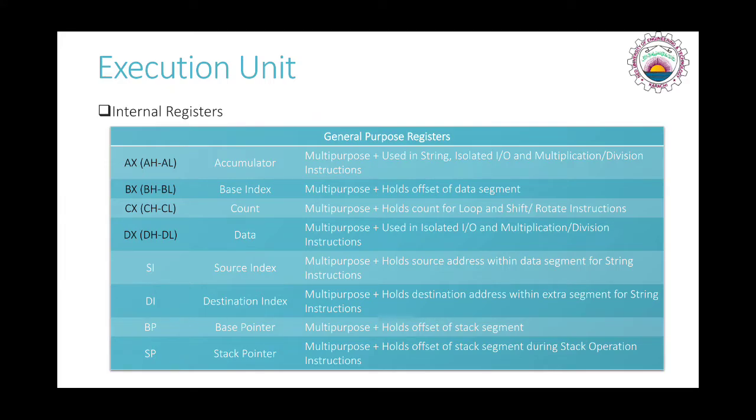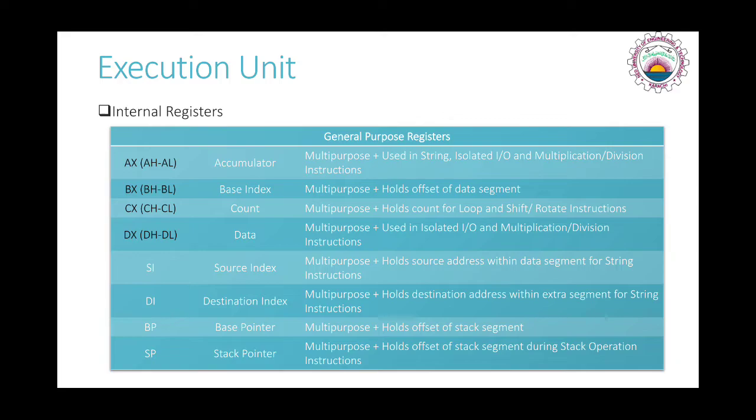So we start with AX register. AX is called accumulator register, and it is a multi-purpose register, and the dedicated operation assigned to this register is within string instructions, isolated IO instructions, and multiplication division instructions, and some other instructions are also there. We will be discussing this register when we will be discussing instruction set in detail.